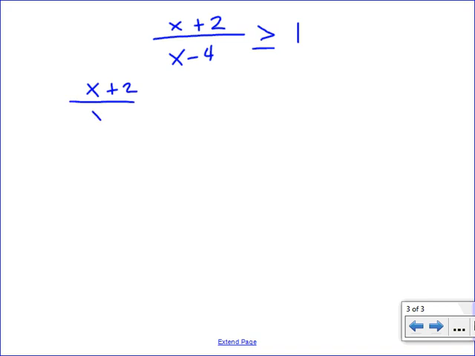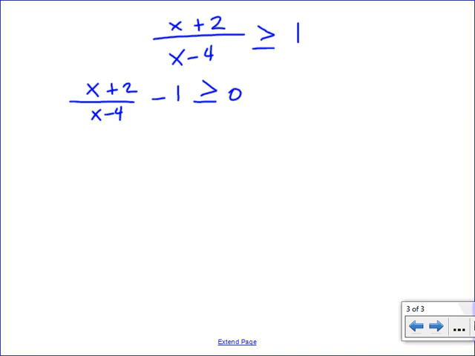Let's take a look at a rational function that requires a common denominator, such as x plus 2 divided by x minus 4 is greater than or equal to 1. Remember, I told you at the beginning that you have to set your functions greater than or less than or equal to 0. You need 0 on the right side of your function. So I have to move my 1. X plus 2 over x minus 4 minus 1 is greater than or equal to 0.